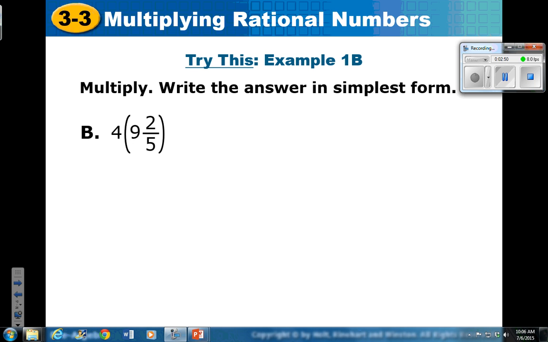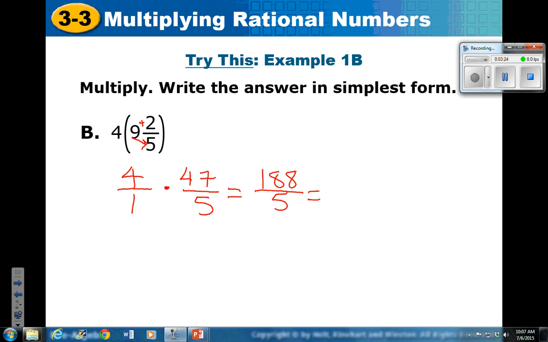Okay, let's take our 4 and put it over a 1. And we need to change our 9 2/5 to an improper fraction. 9 times 5 is 45, plus 2 is 47, over 5. Then we'll have to do 4 times 47. That equals 188. Over 1 times 5 is 5.